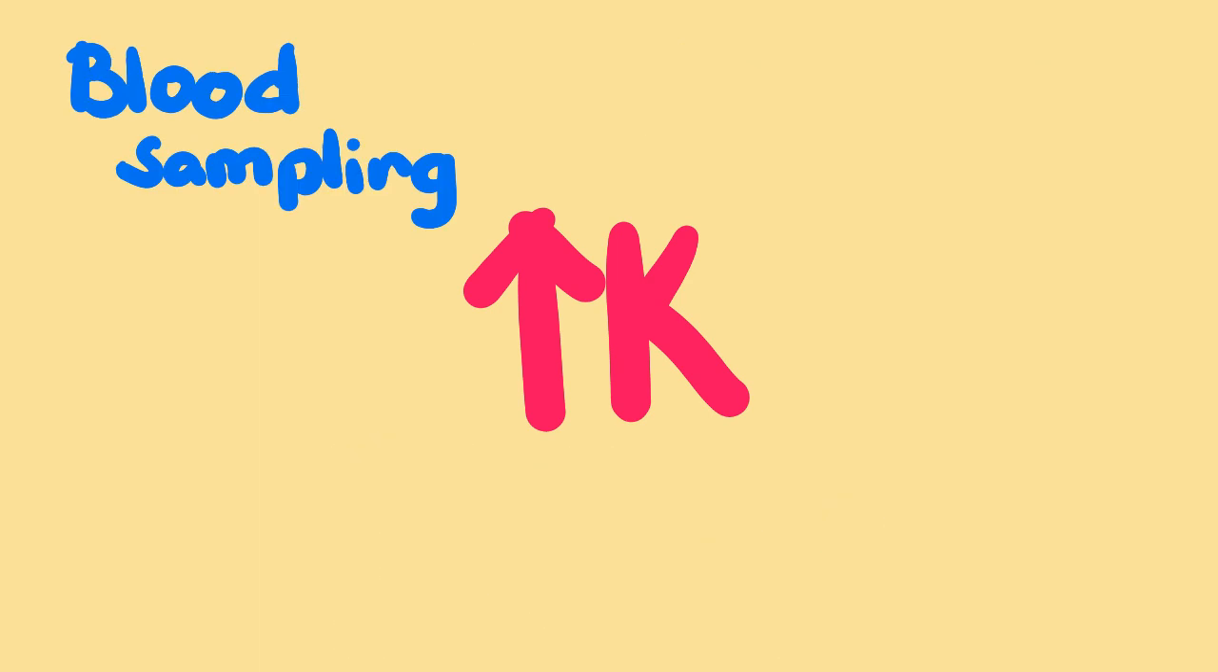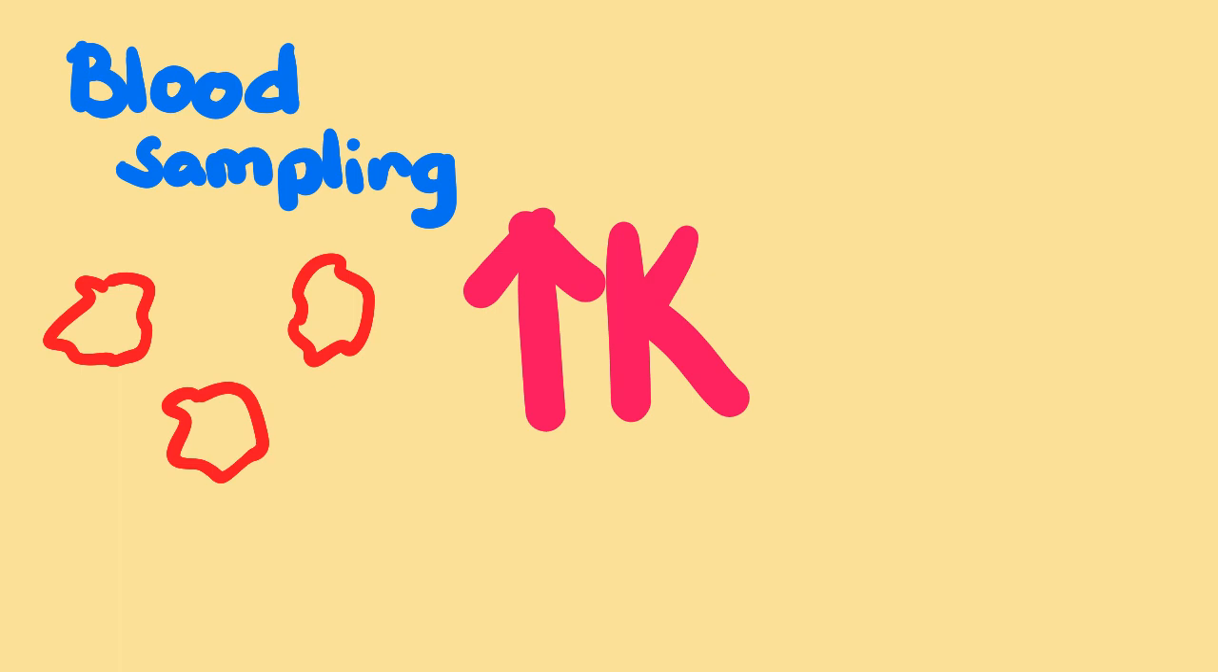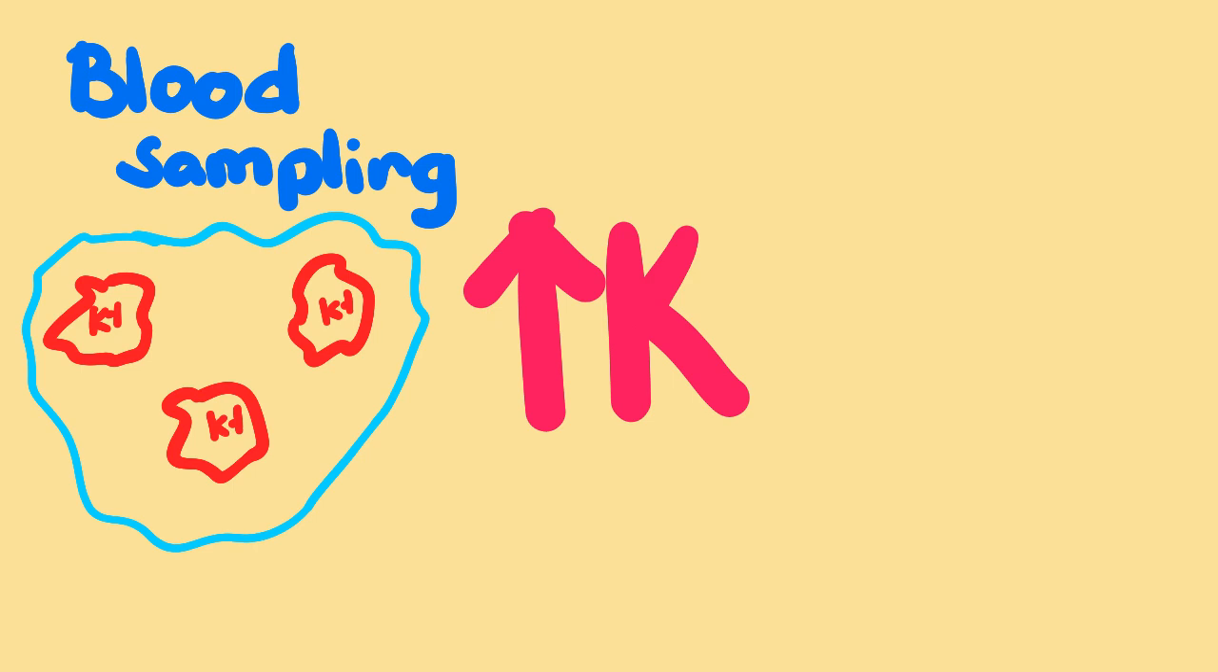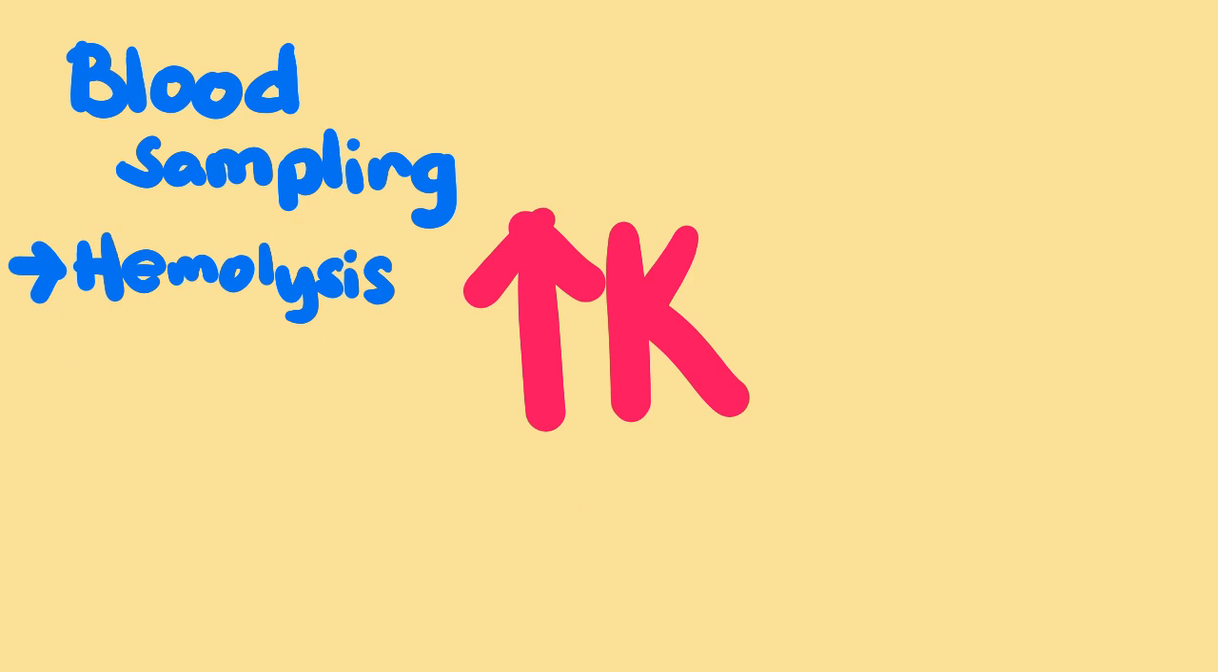Let's start with blood sampling. Let's say, for example, we manually extracted the blood out of an arterial line. This causes lots and lots of RBC to rupture, and its contents, such as potassium, are released into the serum. Remember, chemistries are checked not within the red cells but rather in the surrounding serum, which means more red blood cells rupture is equal to more K in the serum, meaning hemolyzed. So let's take care in getting those red cells out.